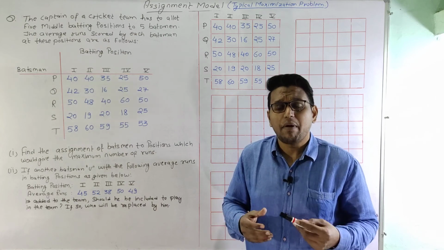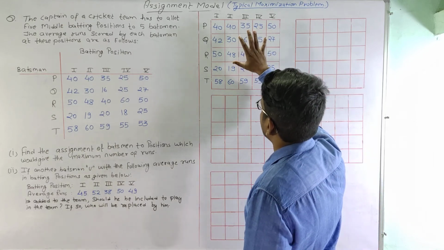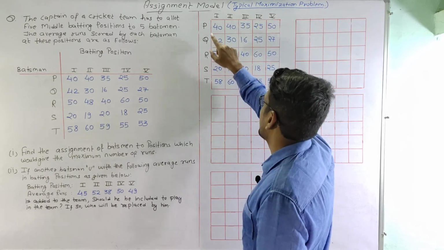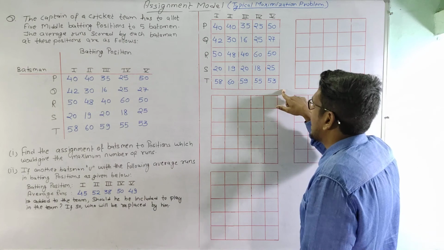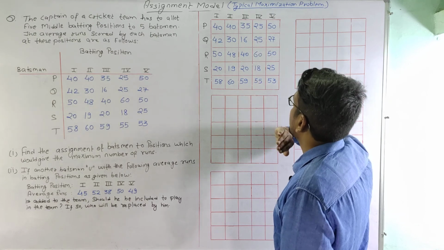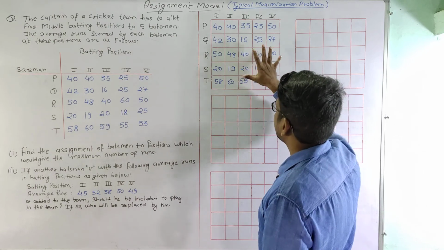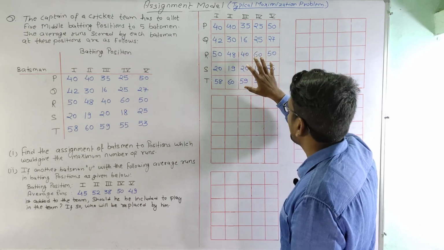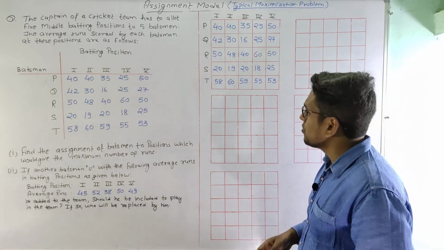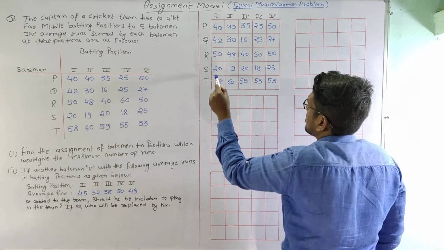So it is a problem of maximization, and I have already written here the first matrix, where we have 5 batsmen and 5 positions. This is a 5 cross 5 matrix, which means we already have a square matrix, so we do not need to convert it into a square matrix. Because our objective is maximization, this is a maximization matrix, and now we need to convert it into minimization form. In order to do so, we will select the maximum value among this matrix.